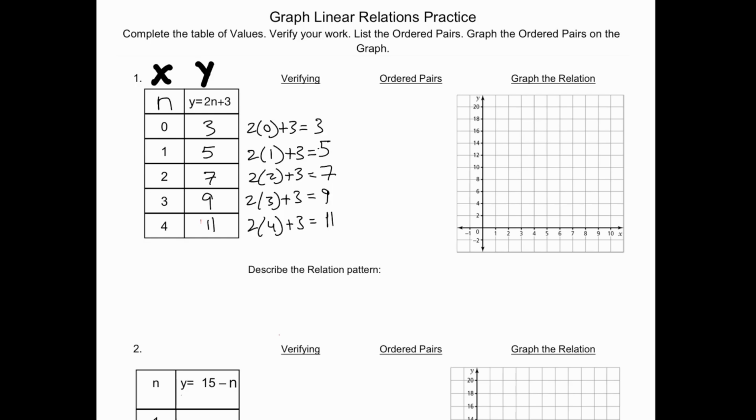All right, now we have our table filled in. We verified those are correct. So now we can make our ordered pairs. So again, we're taking them directly out of the table. So each row is its own ordered pair. So now I'll place those here. Remember, these go in brackets. Now that I have my ordered pairs, I'm able to graph those on the graph on the right.